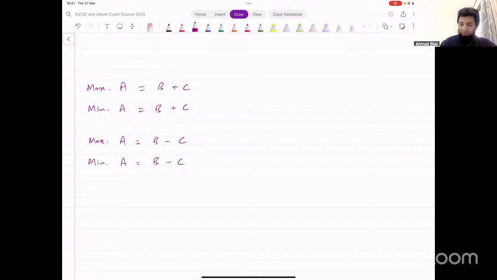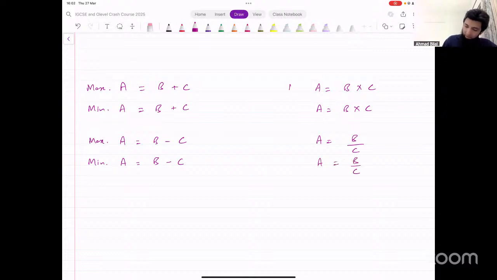Similarly, we could have something defined like this: A equals B times C. These are common cases that you would see, right? When you have addition, subtraction, multiplication, or division. Or you could have A equal to B over C. In this case as well, we want to find the maximum A or the minimum A.